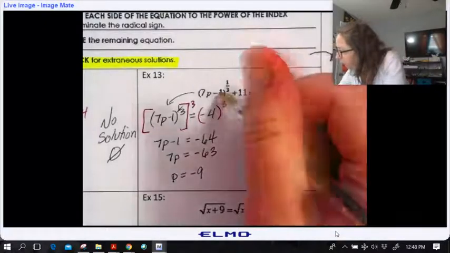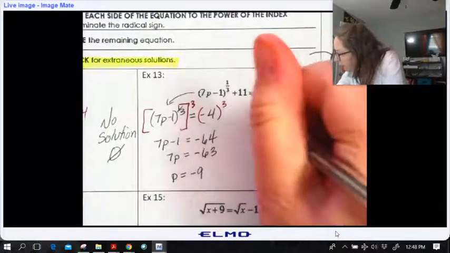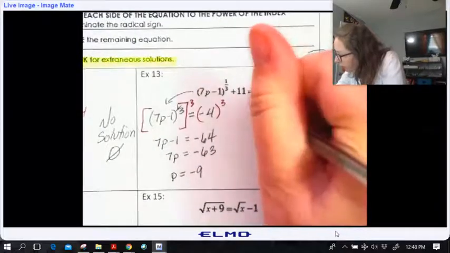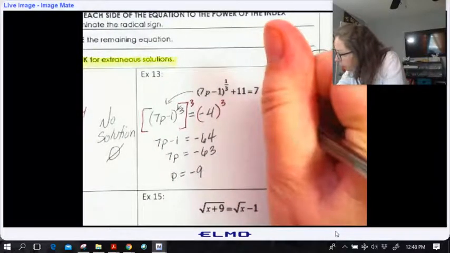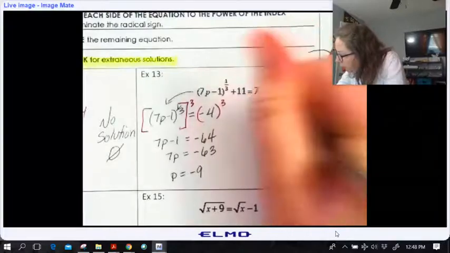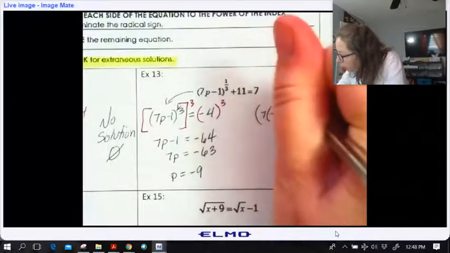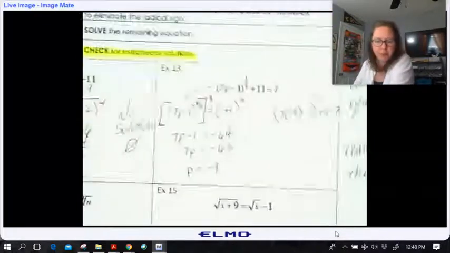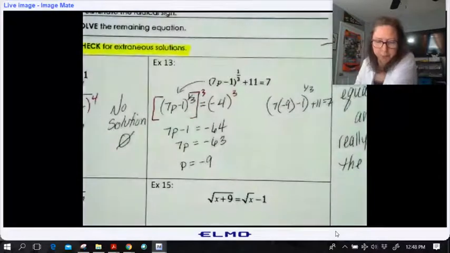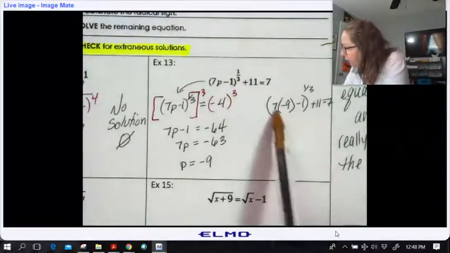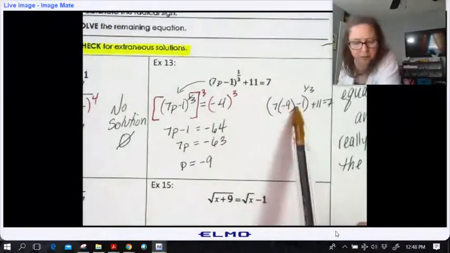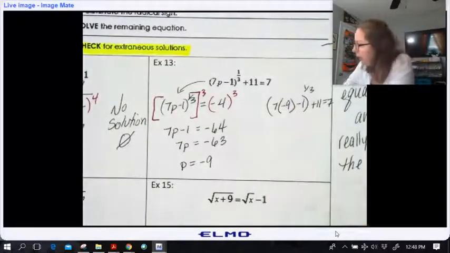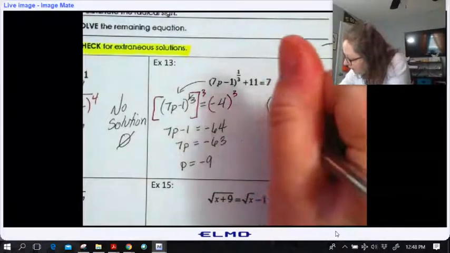So plug it back into the original. 7 times -9 minus 1 to the 1/3 power plus 11 equals 7. Whoops, my paper got dragged. So if I multiply and put all of this together in here, I get -64.